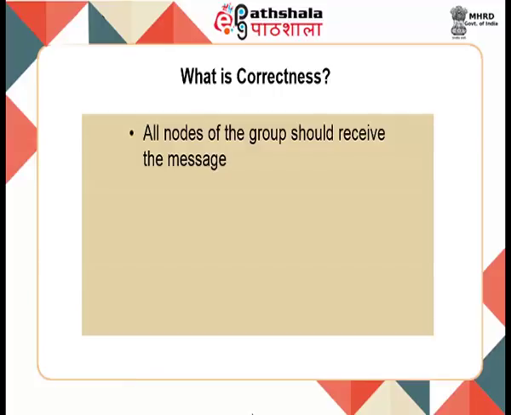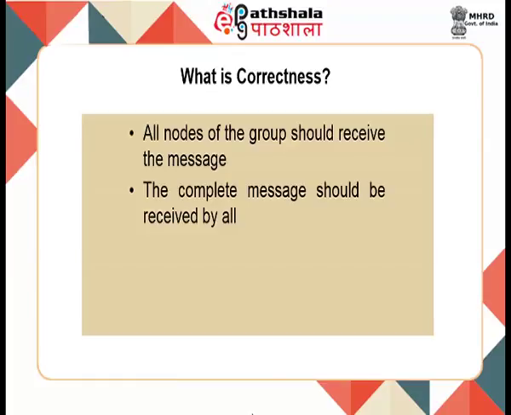So, what is correctness? Let us look at that, as we have already seen in the last module. Correctness has three criteria: that all the nodes or processes of the group should receive a message sent, and the complete message, and that means half the message has been delivered and the other half is not delivered is not acceptable. So, the complete message must be delivered, and if there are multiple messages sent by one process or many processes are sending different messages in a group, then the messages should be delivered in order.